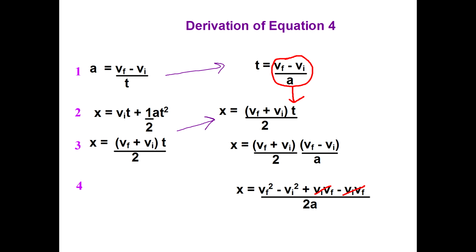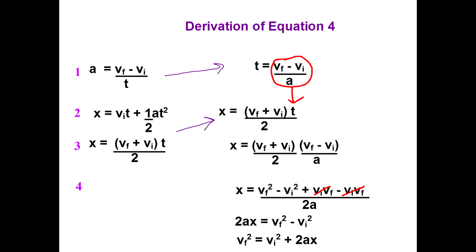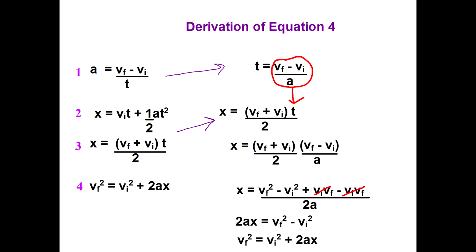If we multiply both sides by 2a, we get 2ax equals vf squared minus vi squared. And last of all, we rearrange it to make vf squared the subject. Vf squared is equal to vi squared plus 2ax. And that gives us our fourth equation.